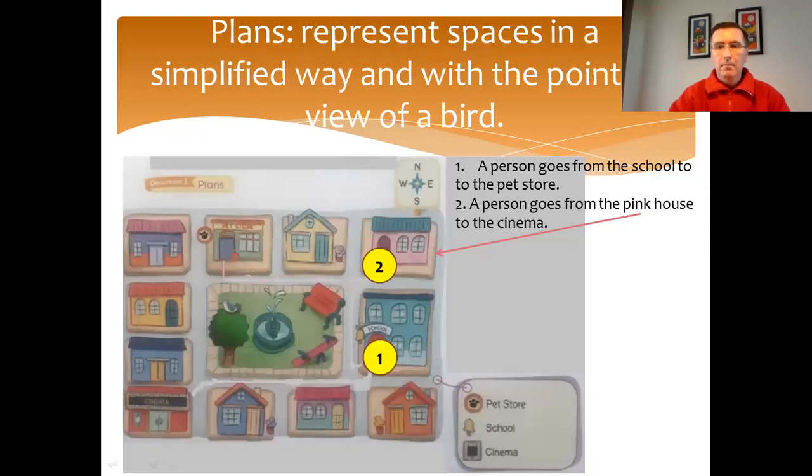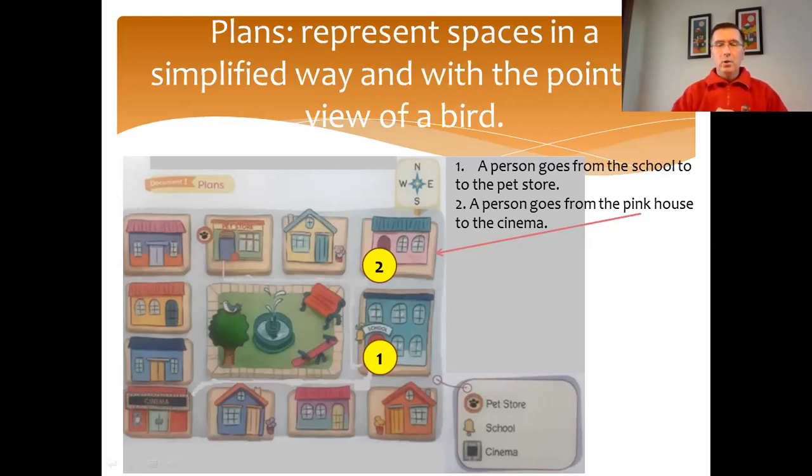So basically, the plans represent spaces, different spaces, in a simple way. And they are represented with the point of view of a bird. So what you will see on a plan is basically looked at from above. Let's imagine that you are a bird and you can fly, and you have that point of view from above, from the sky. That point of view is the one that you will see in most plans.